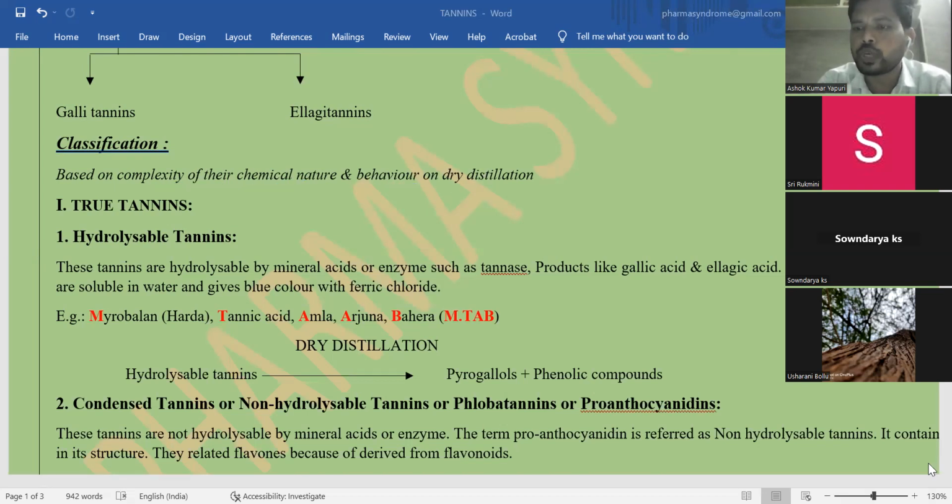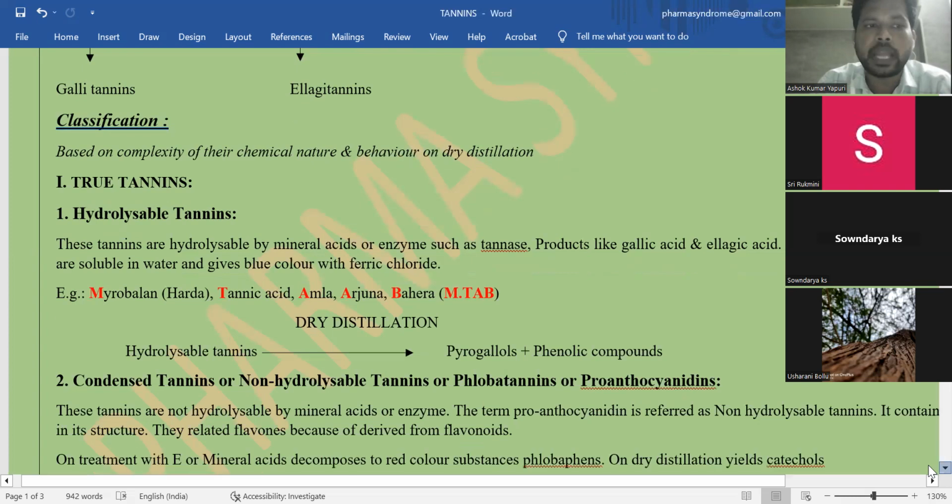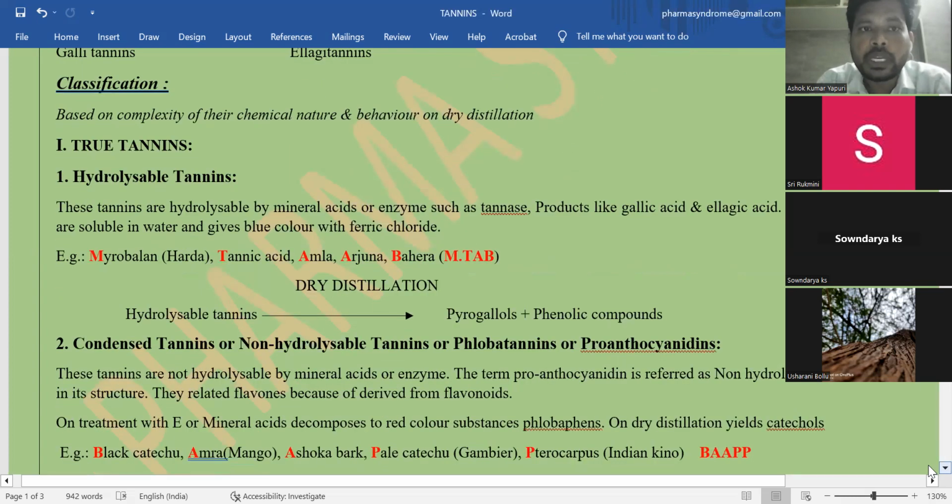So first one is true tannins. The true tannins are again high molecular weight compounds. They give a positive result for the gold beater skin test.